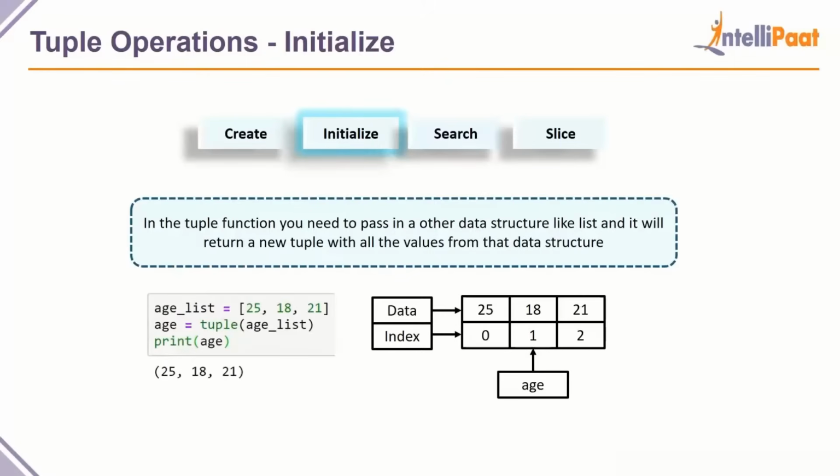So if I want to convert a list into a tuple, all I have to do is pass it inside the tuple function and it will work just fine, as we have discussed below. Now, as you can see in our diagram on the right, we have a few values and we also have indexes associated with them. Those indexes help us access these data elements.